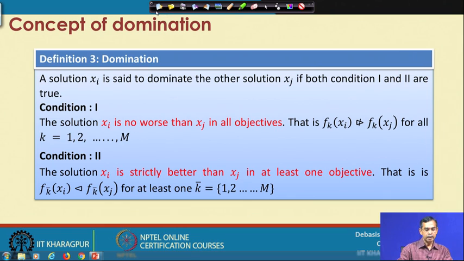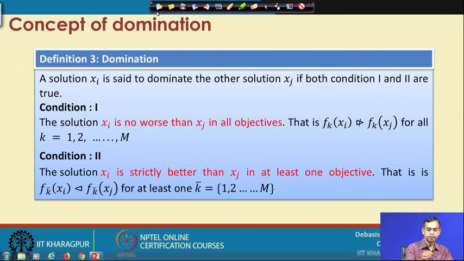The first condition is that xi is no worse than xj in all objectives. That means, for all objective functions k, where k equals 1 to capital M, the solution xi is no worse than xj. We will illustrate this with an example anyway. This is very important: xi is no worse than xj in all objectives.